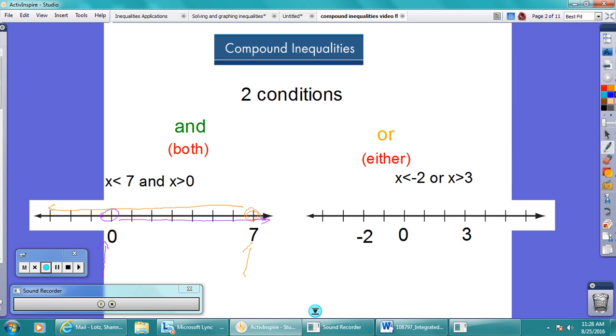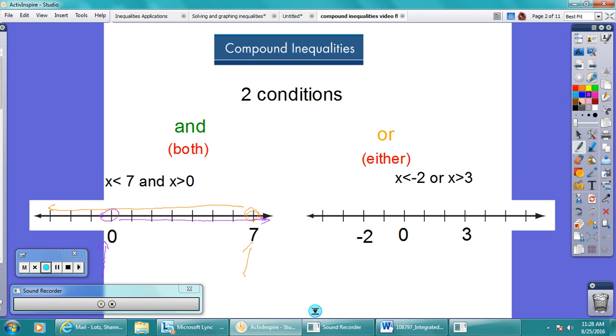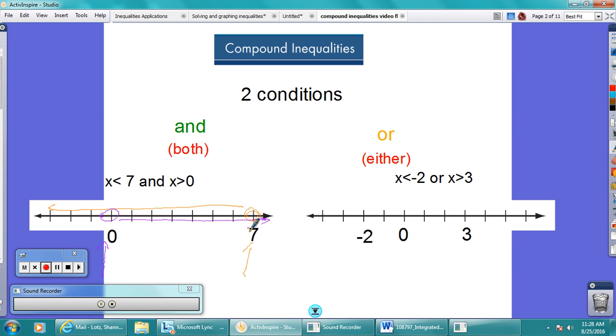Now, this is where you're going to see where your arrows overlap. Where the arrows overlap is your answer. So your answer is going to be right here, in between here. This is going to satisfy both inequalities. And if you notice, when you're using the word and, you're in between the numbers, okay?